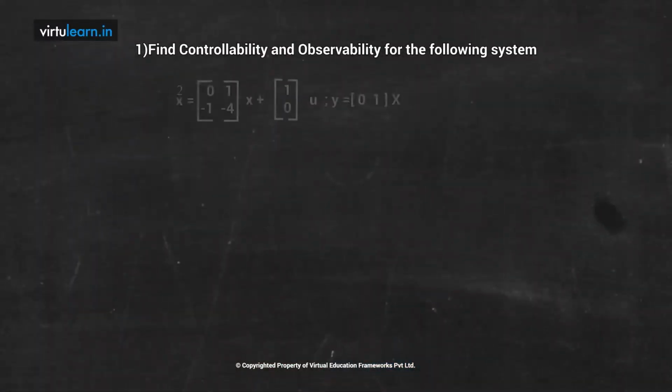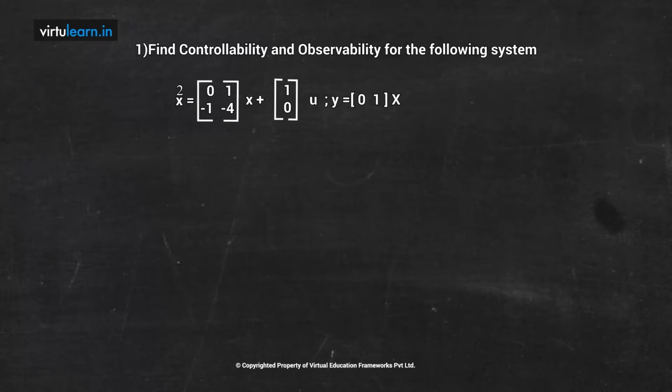The state model of the system is given by x dot is [0, 1; -1, -4] x plus [1; 0] u. This is the state equation, and y is equal to [0, 1] x. Find the controllability and observability of the system. So you just extract the A, B, C, D matrices from this.